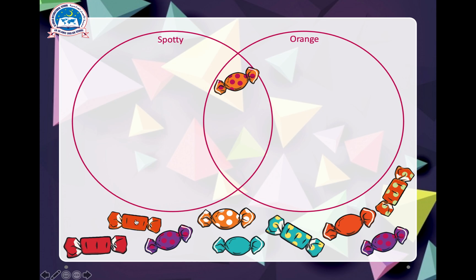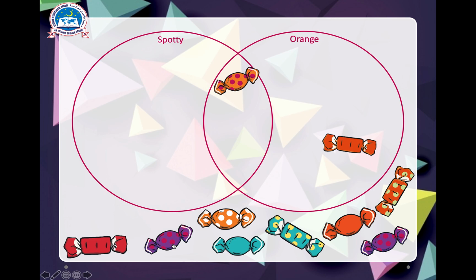Let's look at this one. Is it spotty? No, it's not. Is it orange? Yes, it is. So we are going to put it in this circle that has only orange. Let's look at this one. Is it spotty? No, it's not. Is it orange? No, it's not. So we cannot move this sweet over here.